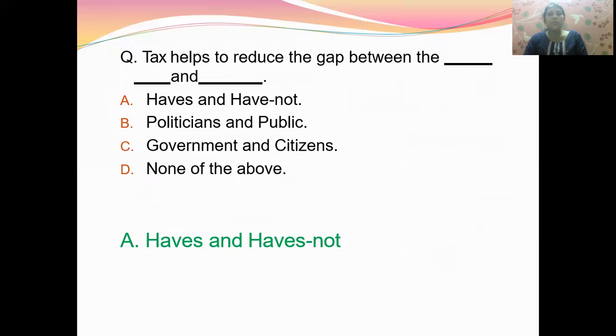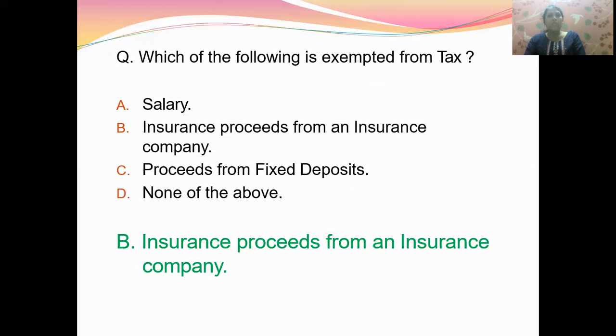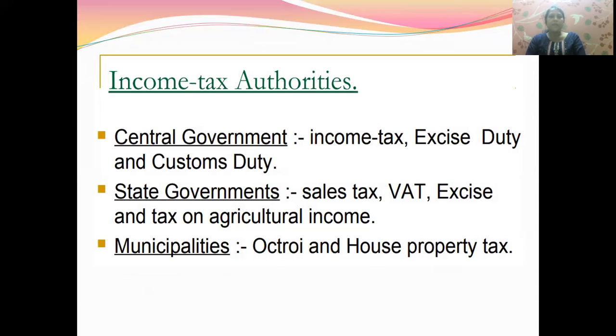Tax helps to reduce the gap between the dash and dash. We have already learned in our last slide that tax helps to reduce the gap between the haves and have-nots. Which of the following is exempted from tax? Salary, insurance proceeds from an insurance company, proceeds from fixed deposit, none of the above. We have already studied that insurance proceeds from an insurance company are exempted from tax.